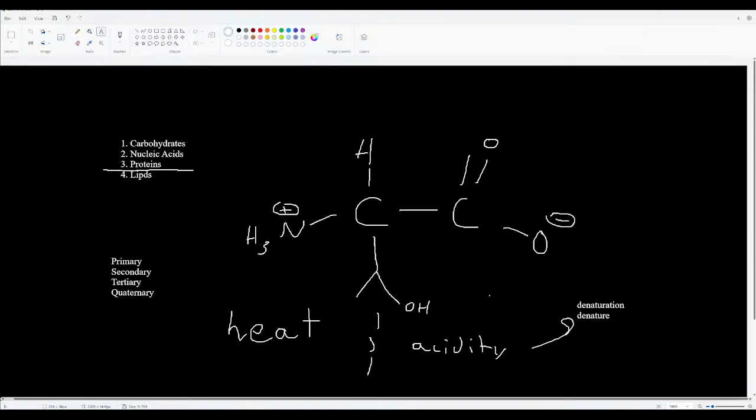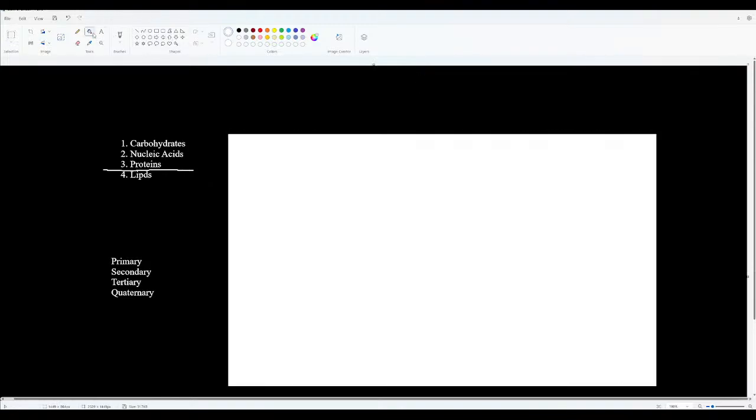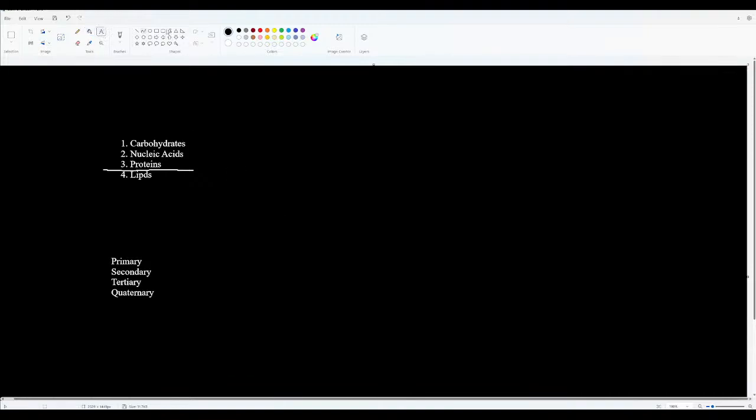So, yeah, we went over the three. So let's just go over some quick notes. Carbohydrates. The monomer of carbohydrates would be just monosaccharides.